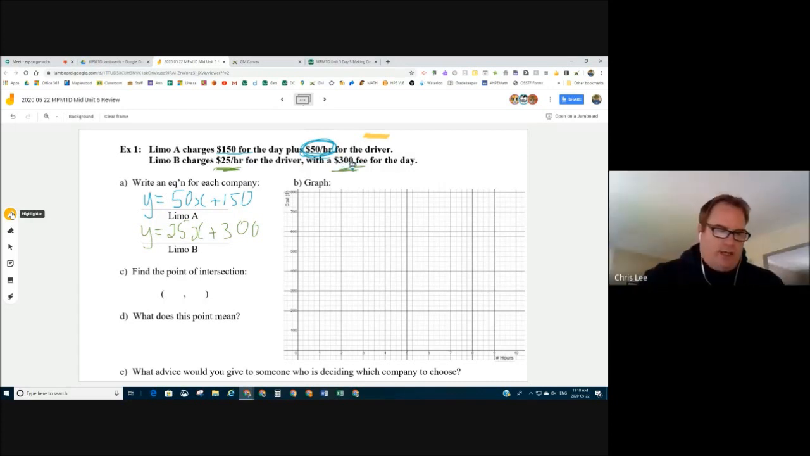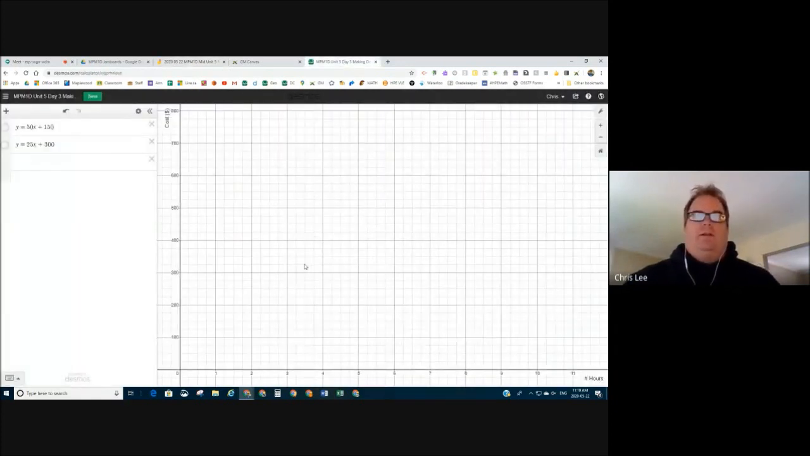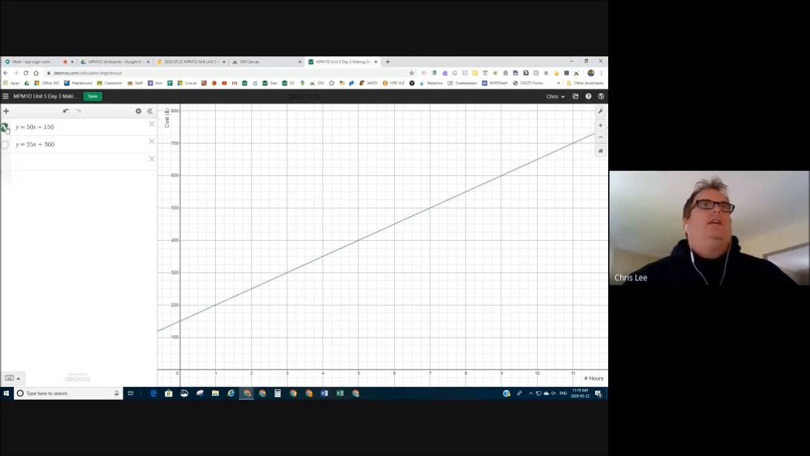So now we could go off and graph this, but I'm going to cheat and use Desmos here. So if you look at your screen instead of the Jamboard now, you'll be able to see that I've got that same graph that we have there, and I have the two equations. Oh, I got my colors backwards. Make this one blue so it matches our Jamboard. And then this one, I'll make green so it matches our Jamboard. Okay, so 50x plus 150, and then 25x plus 300.